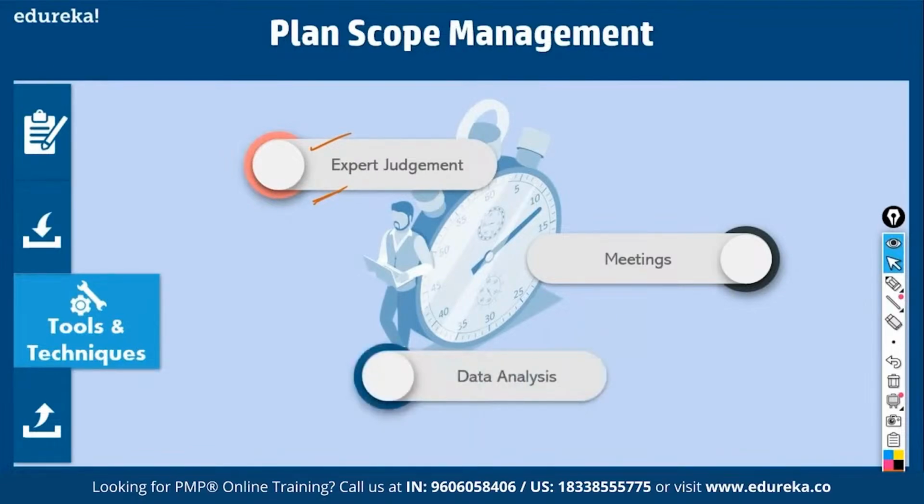Then data analysis. So what type of data do you need to analyze? See, if you have to define scope, you have to gather a lot of data relating to alternative ways of collecting requirements. Should I have interviews or should I have questionnaires, right? How to create a product? What are the alternative ways of creating a product? What are the alternative ways of inspecting? What are the alternative ways of gaining acceptance, validation, etc., etc.? So that is called data analysis.